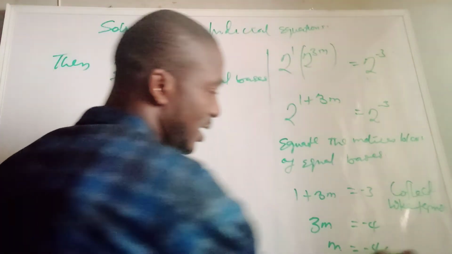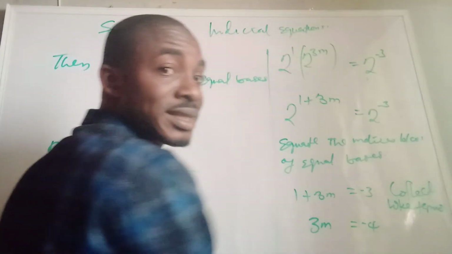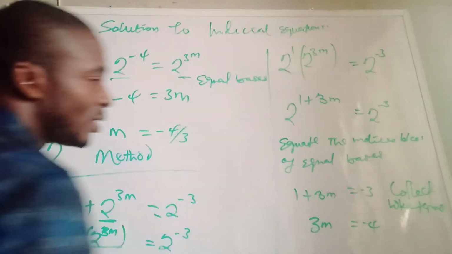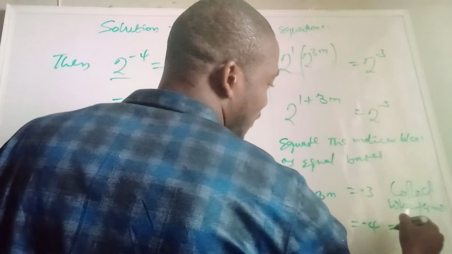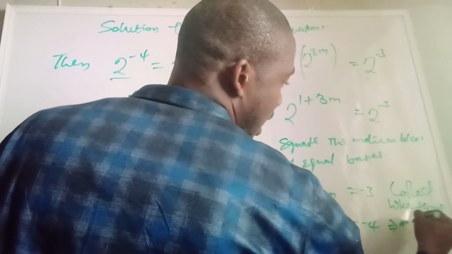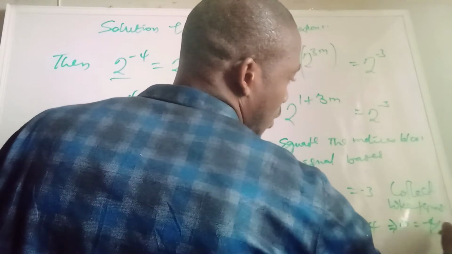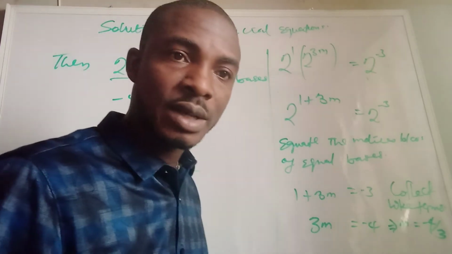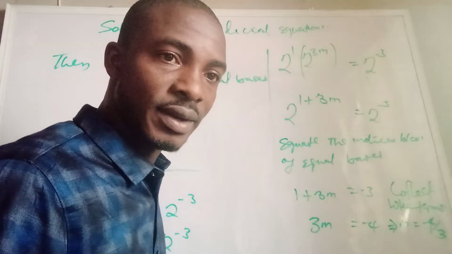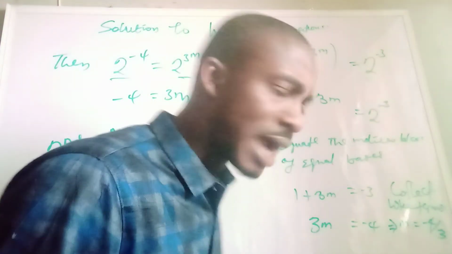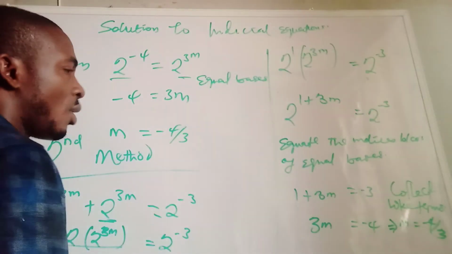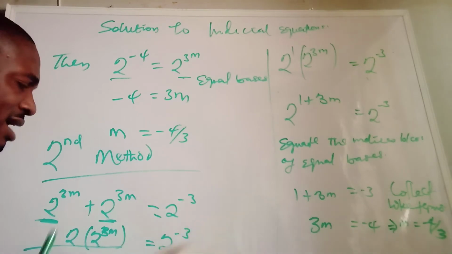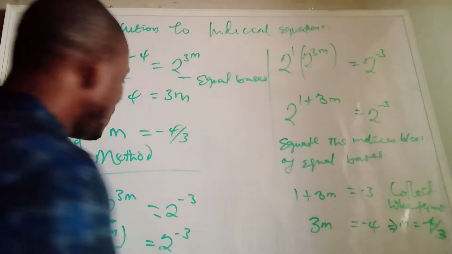Exactly the way we made it happen the other time. So that's it. From 3m equal to minus 4, we can likewise have m is equal to minus 4 over 3, which is highly commendable. So let's hold it like this, and then there's still another method you can use.